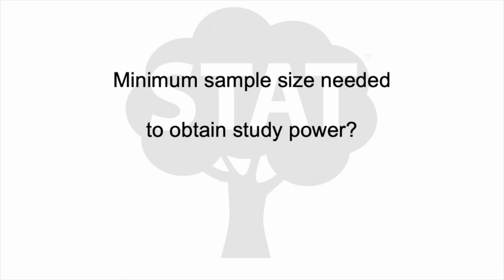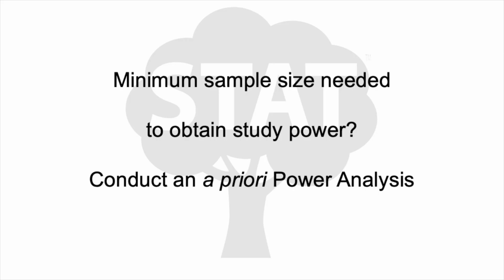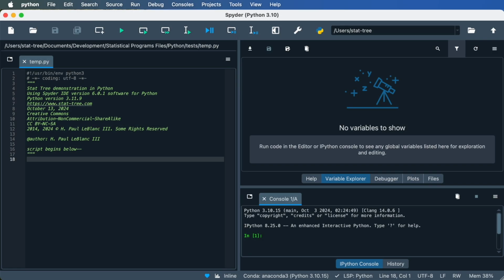When preparing to conduct a study, it may be helpful to determine the minimum sample size needed to attain research goals. In many cases, the local IRB may require an a priori power analysis as part of the study approval process. To conduct a power analysis in Spyder, type in the following Python code.